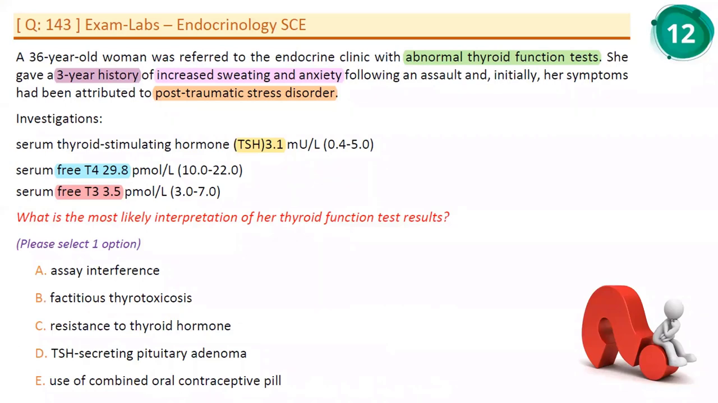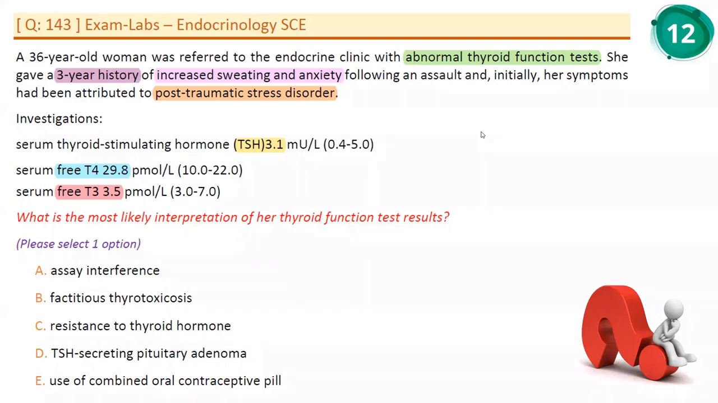So this is a female who presented to the endocrine clinic with abnormal thyroid function tests. She gave a 3-year history of increased sweating and anxiety, and these manifestations were attributed to post-traumatic stress syndrome. TSH is normal, with elevation of the free T4 and normal free T3. Before looking at the options, what do you think about these options? Factitious thyrotoxicosis.